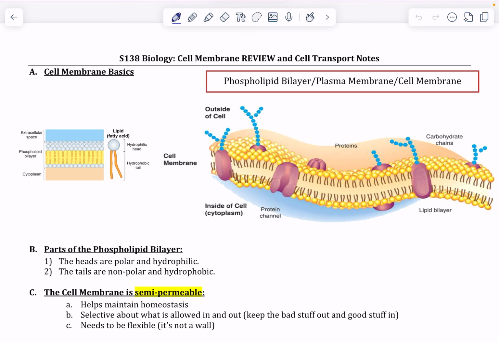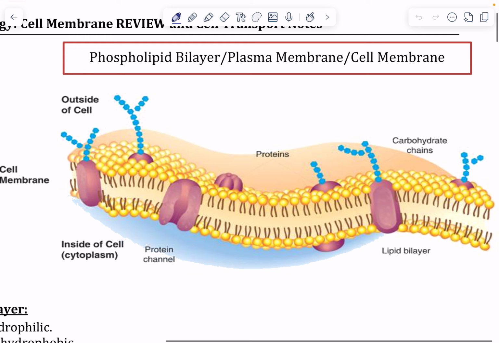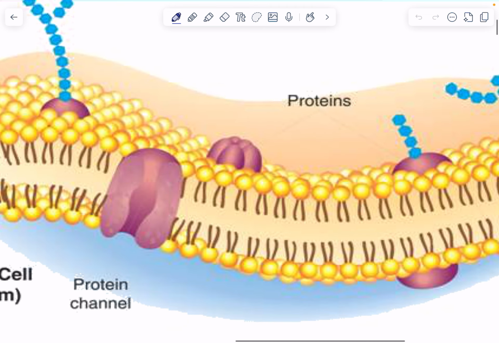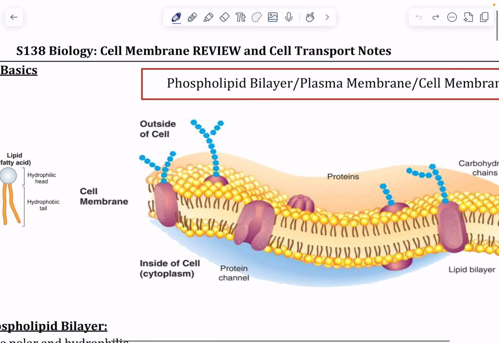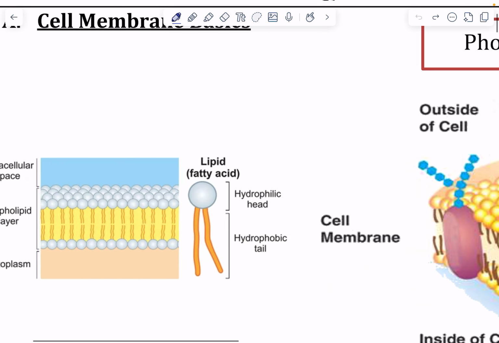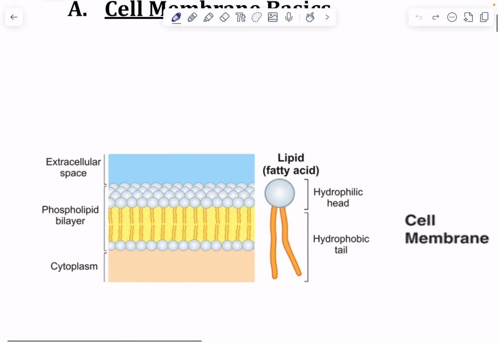So as a reminder, here is the phospholipid bilayer, also known as the plasma membrane, also known as the cell membrane. The phospholipid bilayer name comes from the small phospholipids, and there are two layers of them. The tails are hydrophobic and they point together, and the heads are hydrophilic, they are polar, so they are able to touch the water.